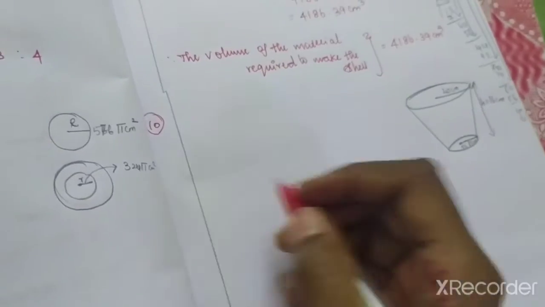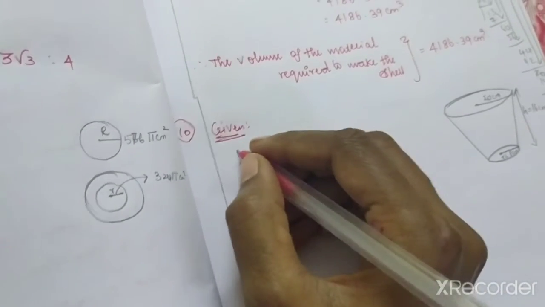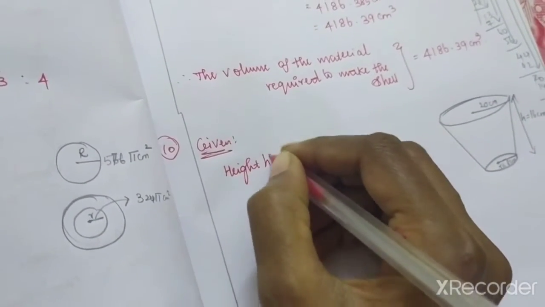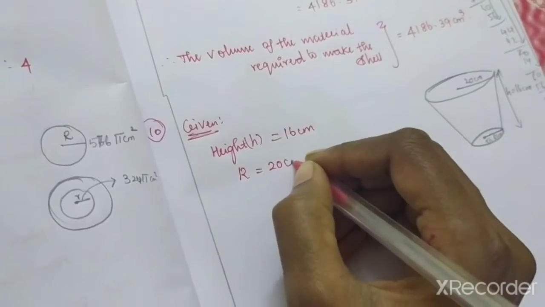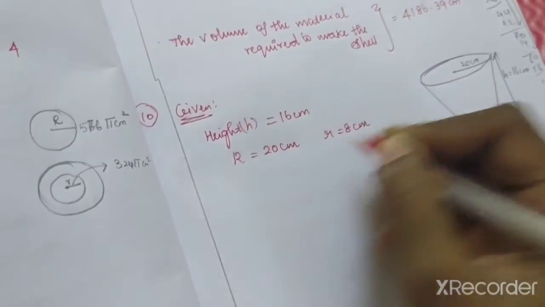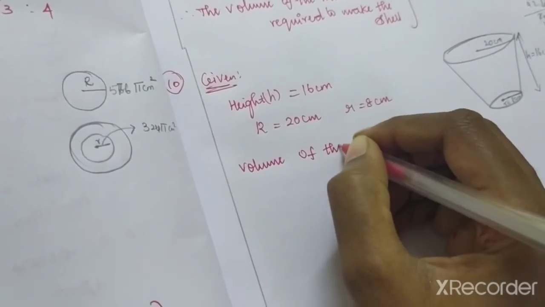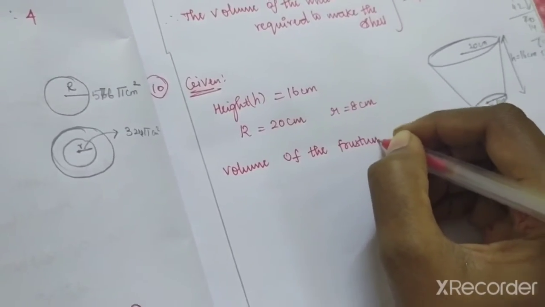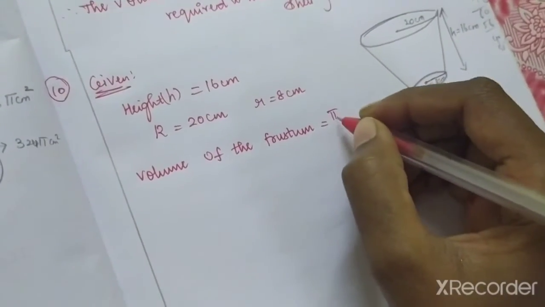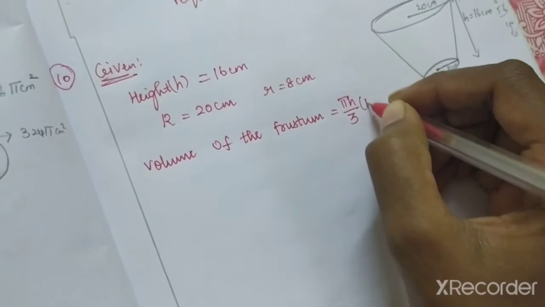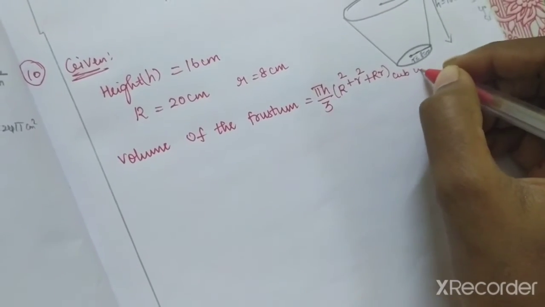Okay, for the explanation, I am writing the given: height h is 16 centimeter, capital R equal to 20 centimeter, small r equal to 8 centimeter. What is the formula? Volume of the frustum. Why am I writing volume? Because they mention the milk content filled. So volume equals pi h by 3 into R square plus r square plus capital R into small r cubic units.